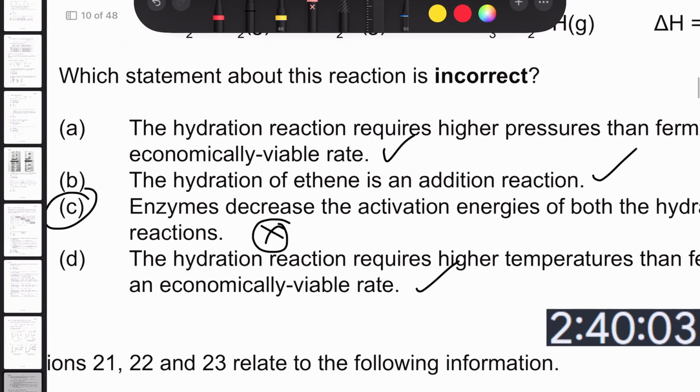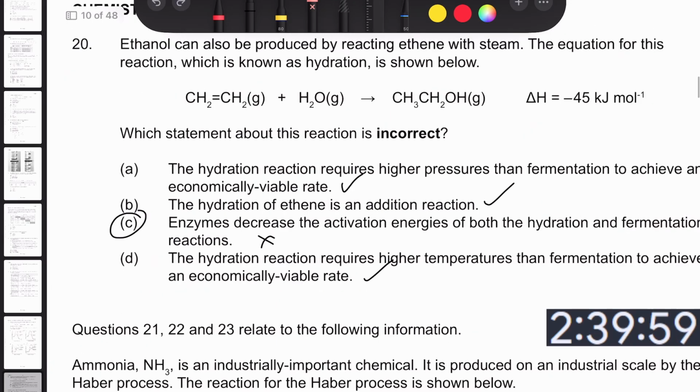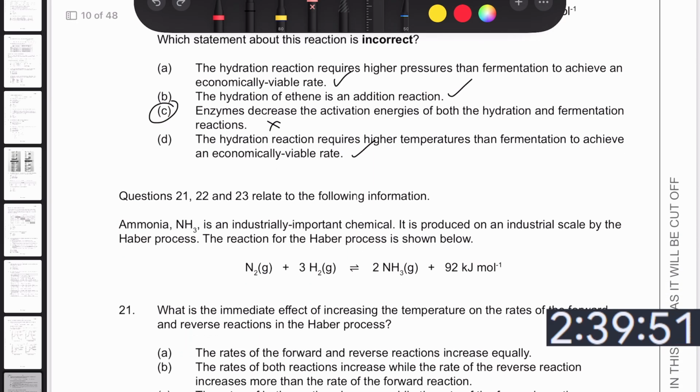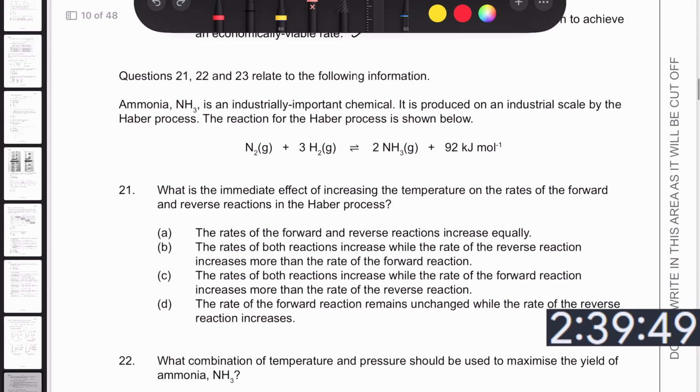Even though I already crossed this out, I just really want to check that D also does not fit the criteria for the question. Because if it does, then that means I'm thinking about something wrong and I have to go back and check. But yes, hydration does require higher temperatures and higher pressures.